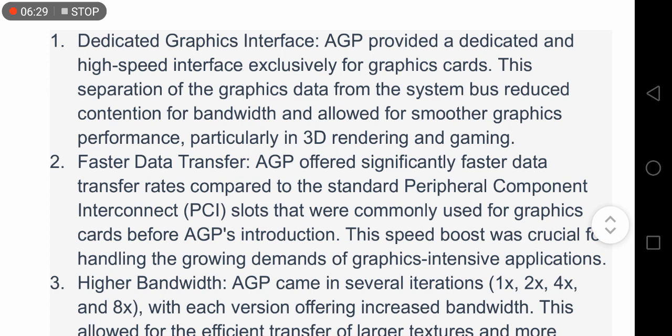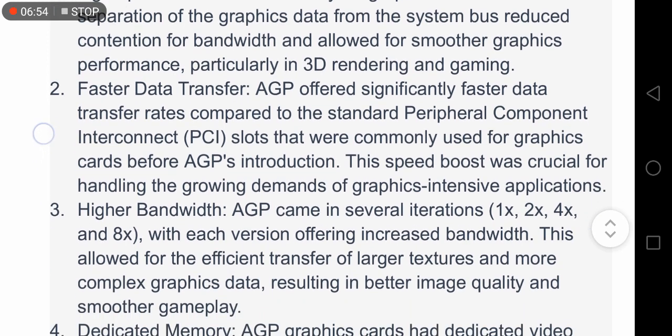Number 1. Dedicated graphics interface. AGP provided a dedicated and high-speed interface exclusively for graphics cards. This separation of the graphics data from the system bus reduced contention for bandwidth and allowed for smoother graphics performance, particularly in 3D rendering and gaming.